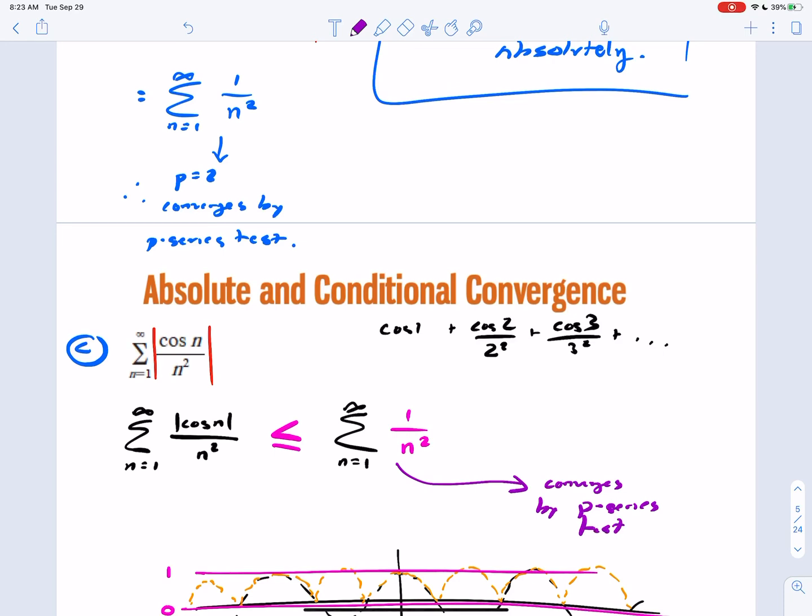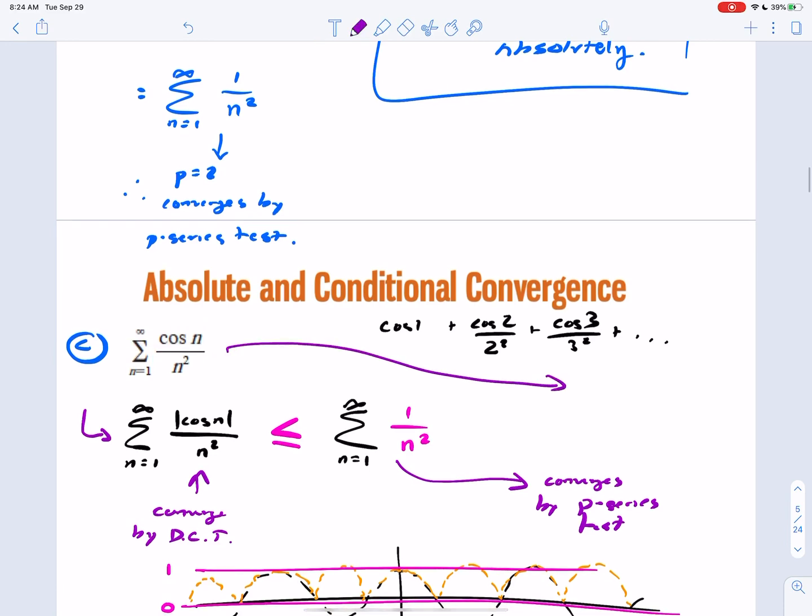Okay, so if the larger one converges, then we know that this one definitely has to converge as well by direct comparison test. Okay, so we found out that the absolute valued series converges. So what does that say about the original series, right? You kind of have to keep track of everything. Therefore, this series converges absolutely.